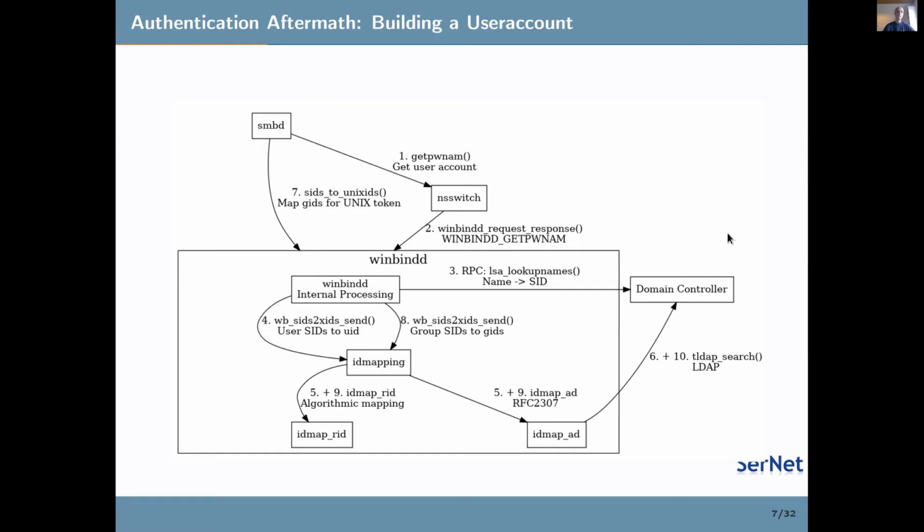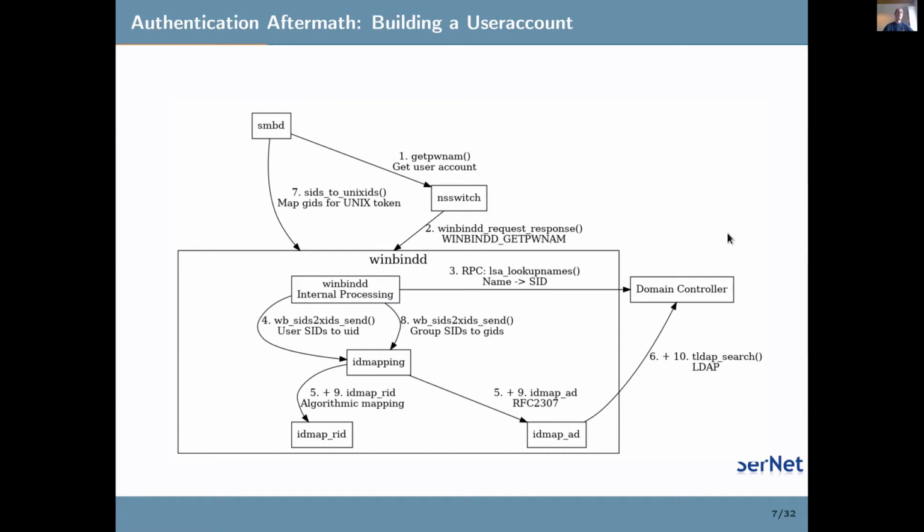There's an algorithmic mapping backend called idmap_rid. There's another one, idmap_ad, which uses RFC 2307 to query LDAP servers. In this case, it's a domain controller, probably a Windows Active Directory domain controller, which you can query via LDAP to get the POSIX user ID from the account. So now we got a user ID. This is one very important piece. You need to answer this question: the user ID for the user.